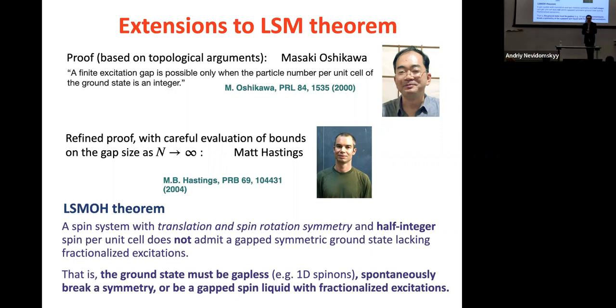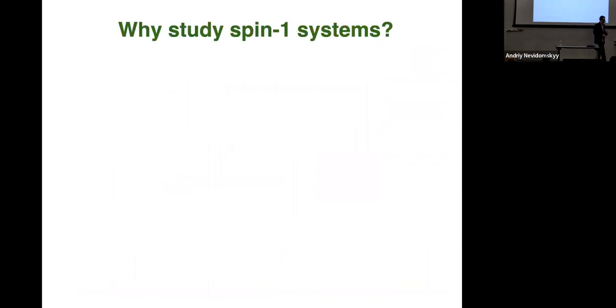Either the system is gapless, which could be because it's magnetically ordered and it has Goldstone modes, or it is gapped, but then it must be topological and must have fractionalized excitations. And other than that, the only other way out is if you break the symmetry and form a quantum solid. So if we are after studying a liquid, that means we don't want the solid, you only have two choices. It has to be liquid, either gapless, or it has to have these fractionalized excitations. Now I'll tell you in a second what those are.